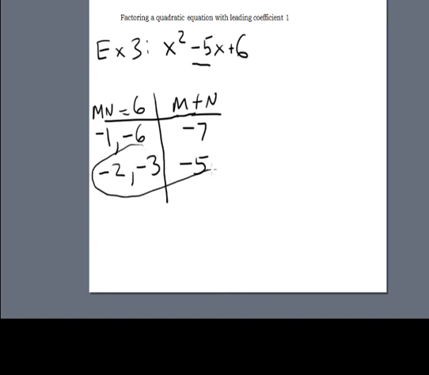I'll say again, some of you will be able to do this without the chart, that's fine. But however you get there, you should end up with a result something like this: x minus 2 times x minus 3. And again, please do get in the habit of multiplying this out to verify that it's the end result. And in this case, that should be correct. Hope this video helps you to understand how to do this.